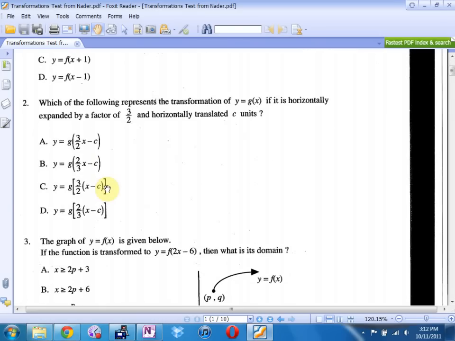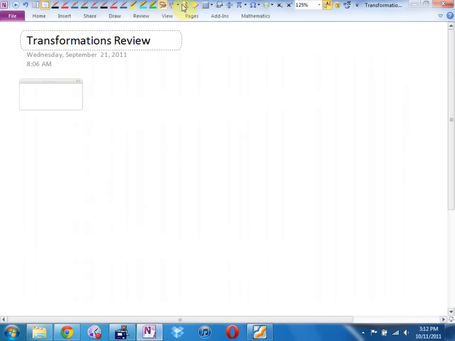Number two, horizontally expanded and horizontally translated. And let's see, that means followed by. First of all, horizontally expanded by a factor of three halves. This one I think I'm going to write down. So this one I'm going to go, where are you? Clip.